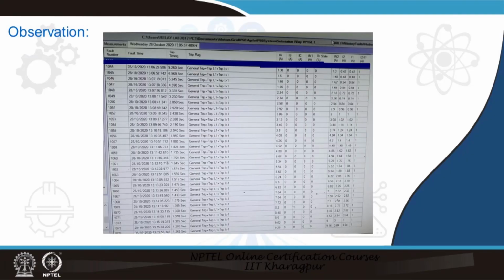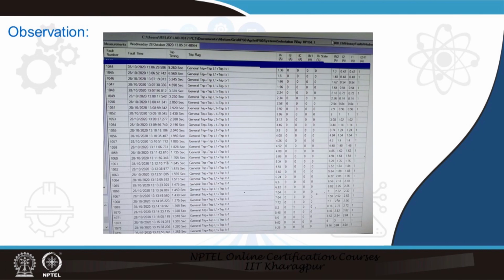After taking the corresponding observations for numerous cases, we have a list of measurements at different times. This is the history collected from the particular relay, and this history table reveals the recordings 1044, 1045, 1046 through 1073 and onwards.